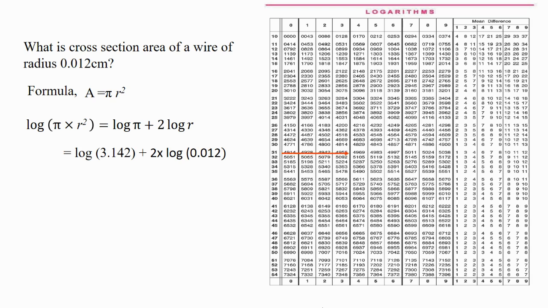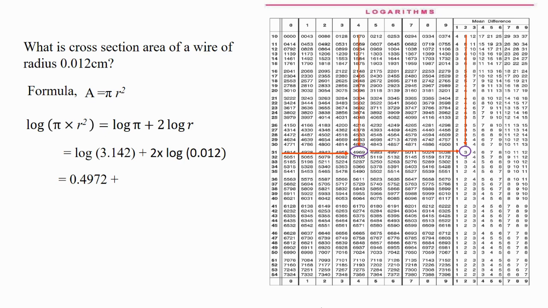For that, I consider 31 in the very first column. Along the 31 row, I observe the value under the fourth column, and then along the same 31 row, I add the mean difference under the second column. So that value is 0.4972. 0 is the characteristic of the number and 0.4972 is the mantissa. Now let's go for the r value, that is the radius value, which is 0.012.